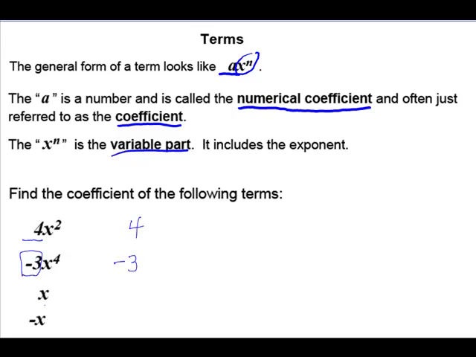For our third term, x, what number can be multiplied by something and give you back the same thing? 1. 1 is the multiplicative identity. It's the only number that can be multiplied by something and give you back the same thing. So our coefficient of x is 1. I didn't say x is 1. The coefficient of x is 1 because 1 times x is still x. And for our fourth one, negative x, the coefficient would be negative 1. It will include the sign.